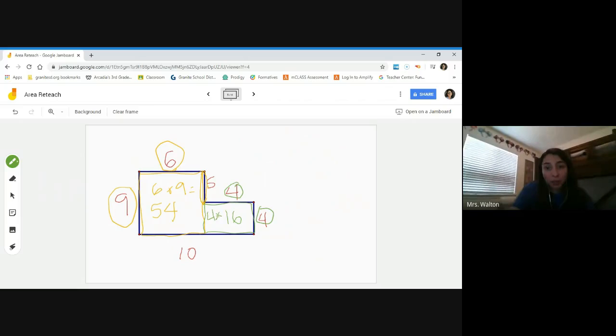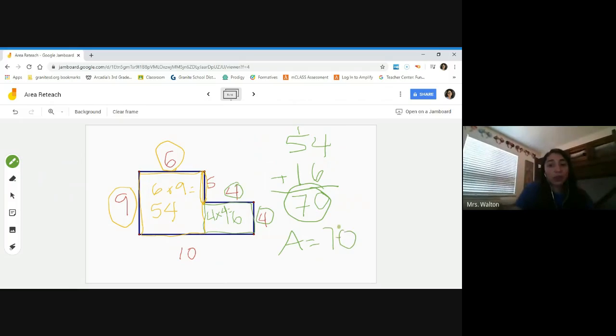But we are not done. We still have to figure out the area of this whole thing. So in order to do that, we're going to have to add 54 and 16. 4 plus 6 is equal to 10. 1 plus 5 plus 1 is equal to 7. Our area is 70, and that's our answer. So we couldn't have just put 16 and we couldn't have just put 54. We had to add those two together.